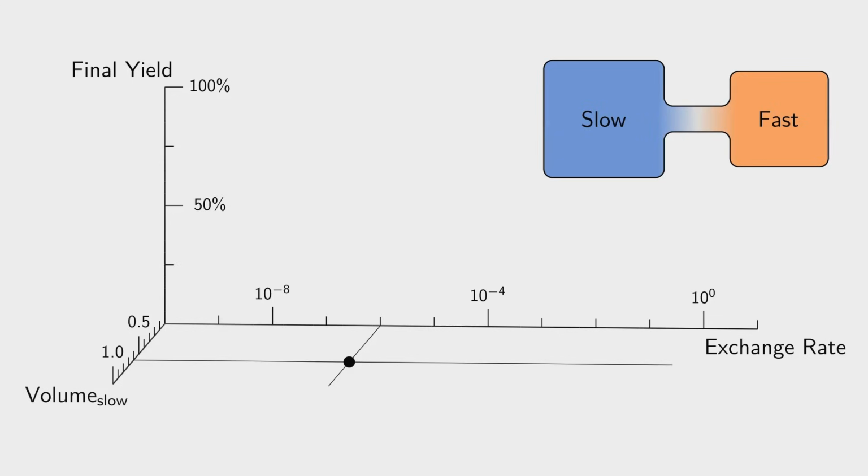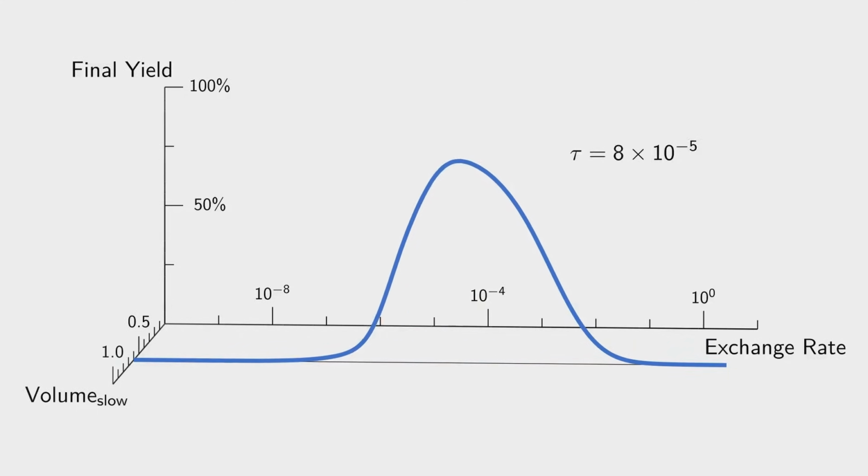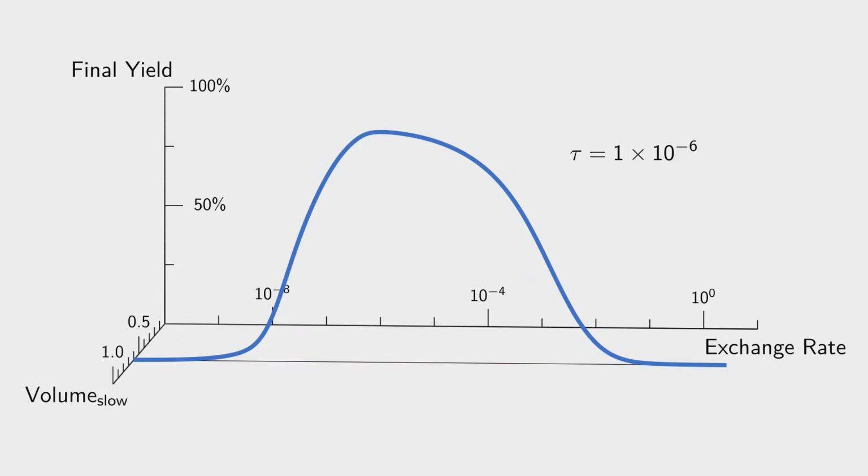First, let us keep the compartment volumes fixed and see what happens as the slow compartment becomes slower, that is, what happens as we reduce tau. Starting with two equal compartments at tau equals 1, we see that in this case no yield is possible, independent of the exchange rate. However, as we reduce tau, a region of increasing yield for intermediate exchange rates emerges, until almost perfect yield is possible. This is really exciting because it shows that spatial separation can lead to high final yields in situations where no yield is possible in a spatially homogeneous system.